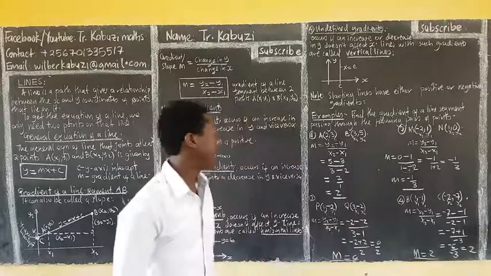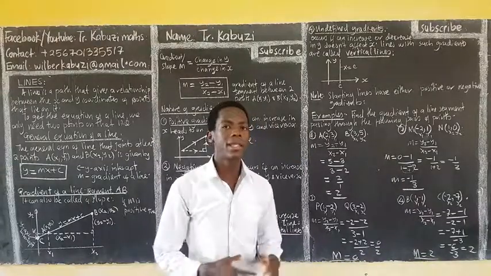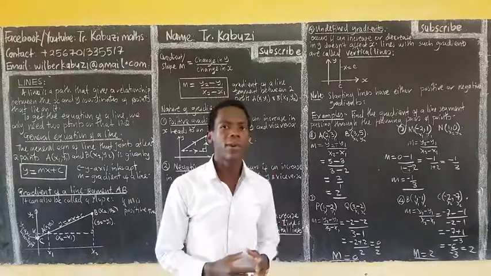So members, that's how we get the gradient of a line segment if you have any 2 points on that line.